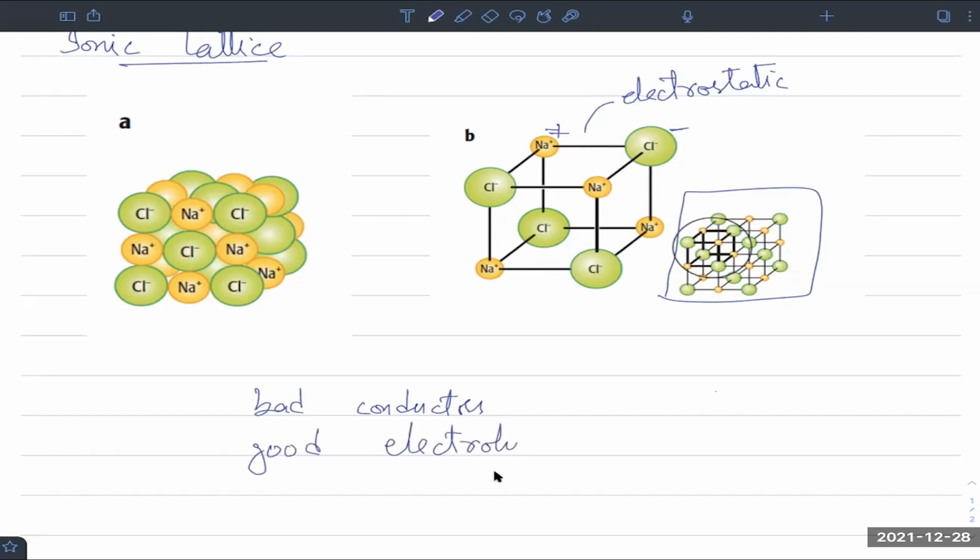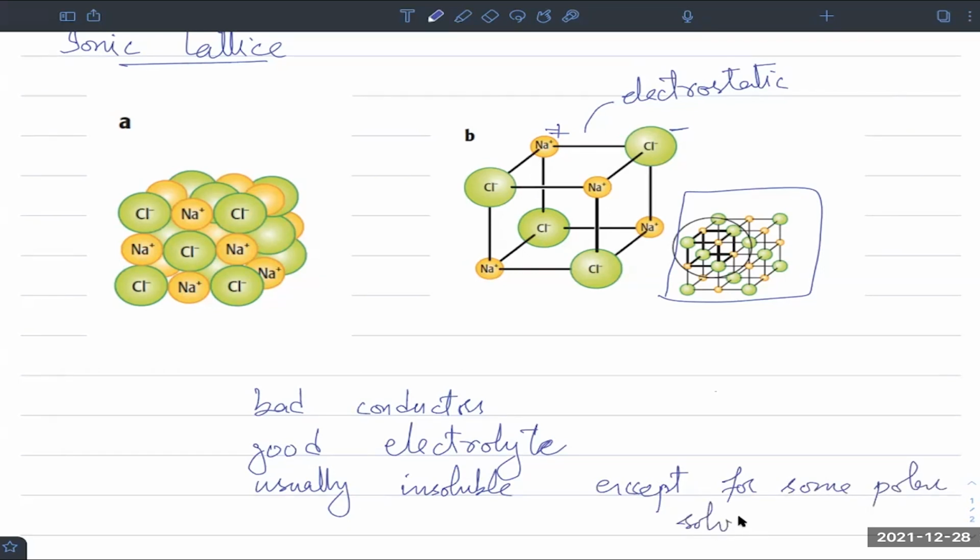Electrolyte is something that conducts electricity in a liquid or molten state, or solution. And they do because of that. Similarly, solubility: they are usually not that soluble, usually insoluble, but in some polar solvents, they do dissolve. So water is a polar solvent. So there are some of them that are soluble in water. And you will study in A2 why some of them dissolve and why most of them don't. But that's the general idea.